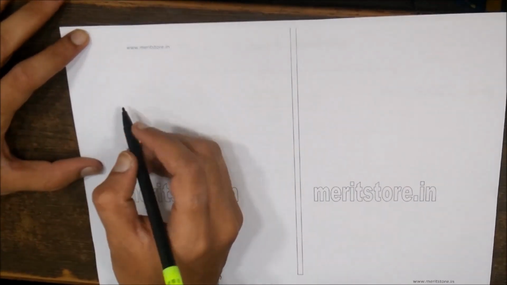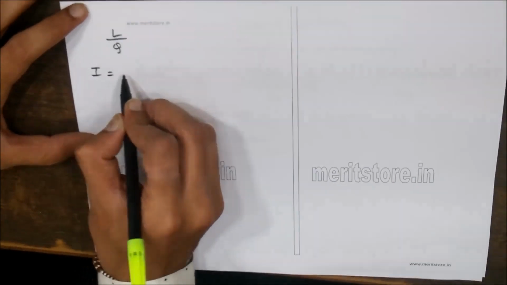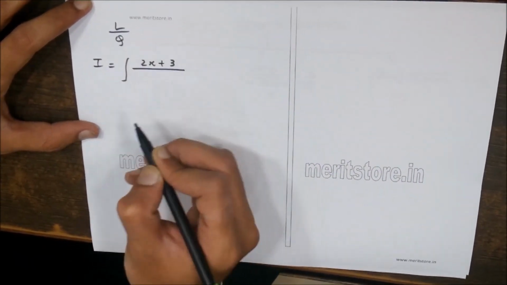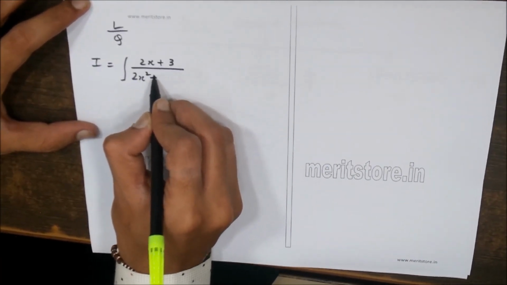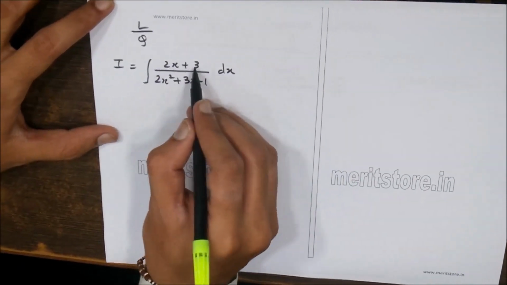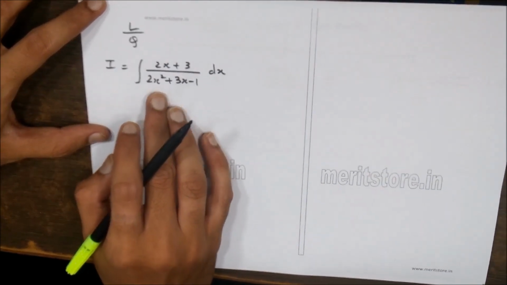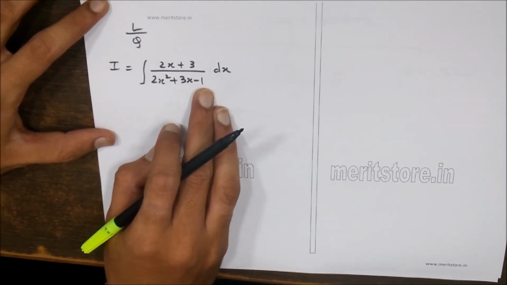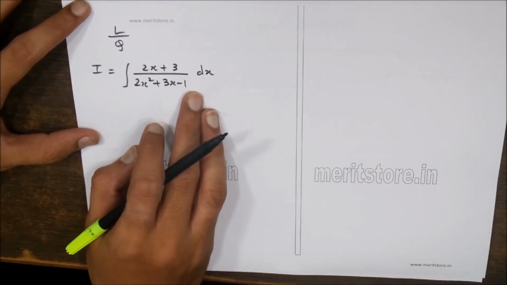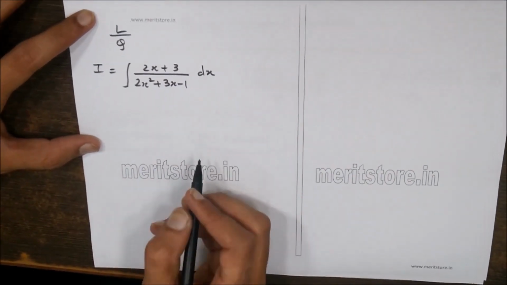We are under category of linear upon quadratic. Say example is integral of 2x plus 3 upon 2x square plus 3x minus 1 dx. We are integrating a linear term upon a quadratic term. As I told you, we'll first ask ourselves whether the denominator is factorizable or not. In this case, we observe it is not factorizable, and we'll be following one procedure now. And the procedure is simple.